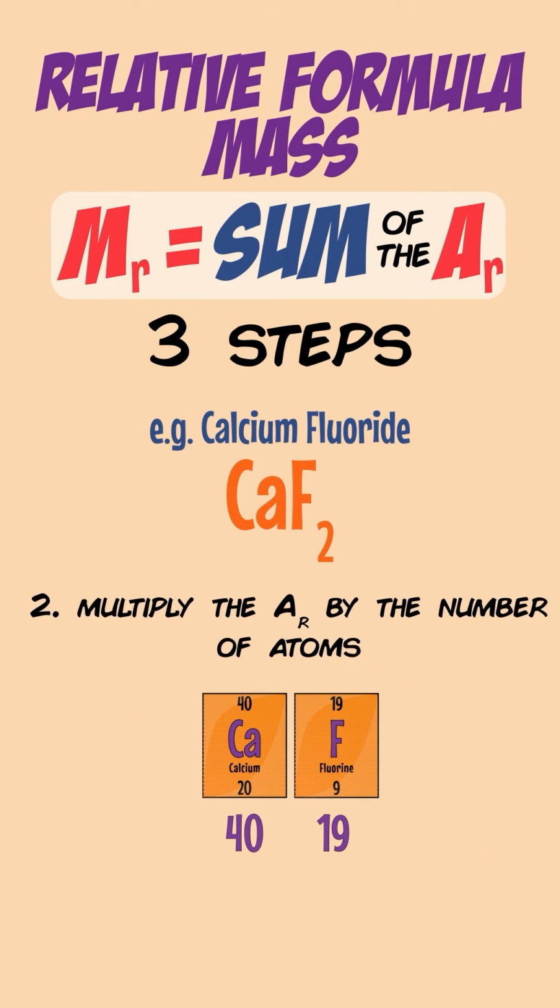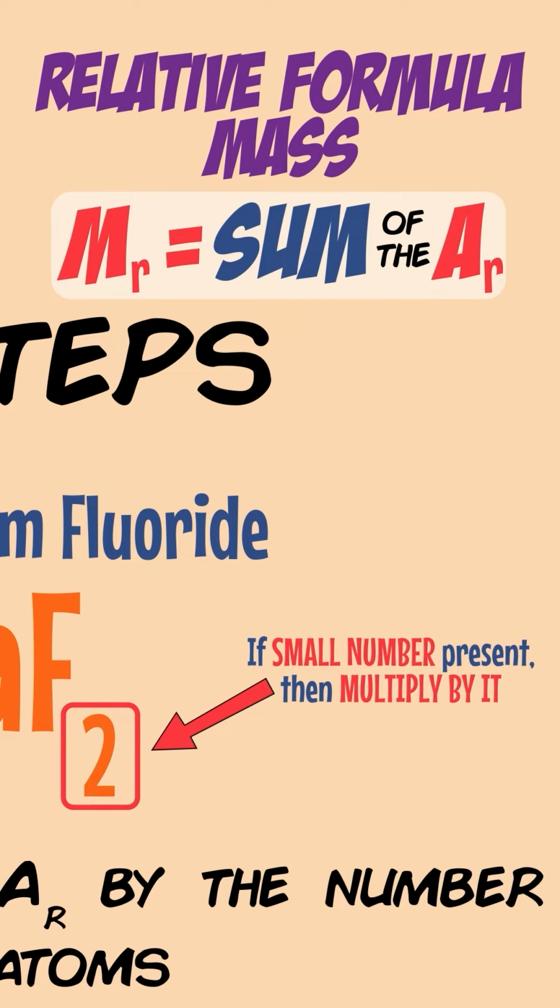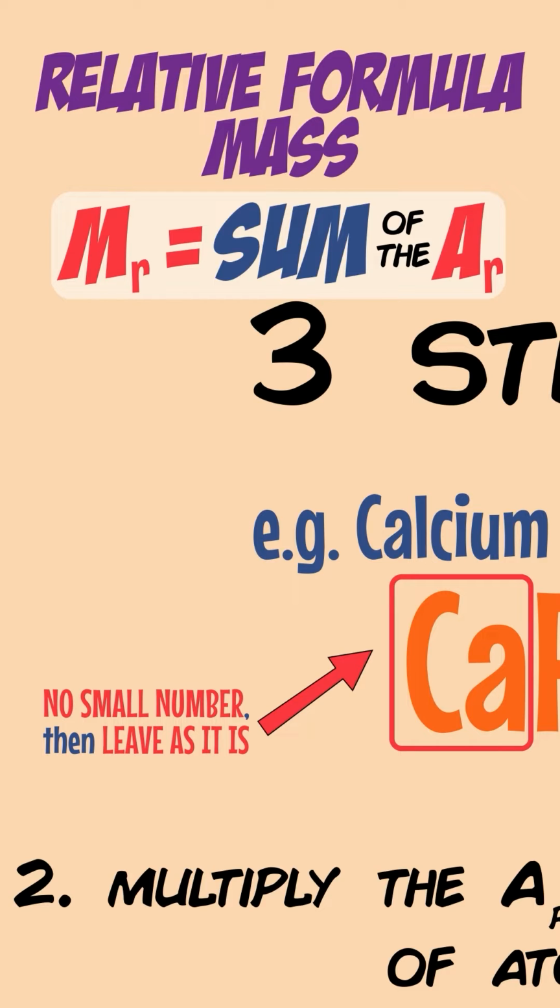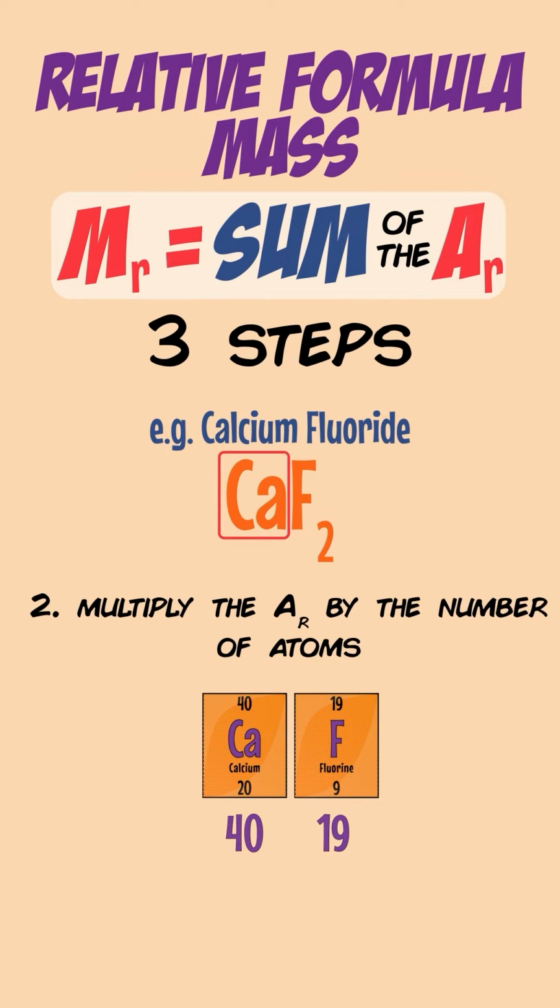The next step is to multiply the ARs of each element by the number of atoms of that element in the formula. So if it has a small number to the right of it, multiply it by that number. If it doesn't, then just leave it as it is. So in this example, calcium does not have a number next to it, so we just leave it as 40. But for the fluorine, there's a 2 next to it. So that means we need to multiply the 19 by 2.